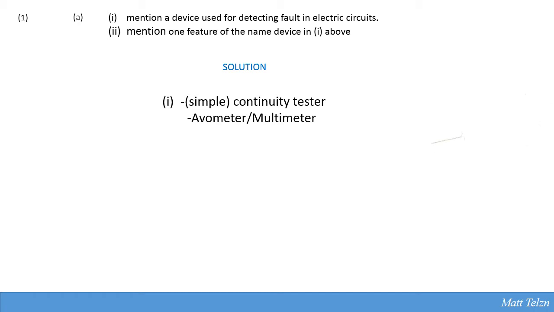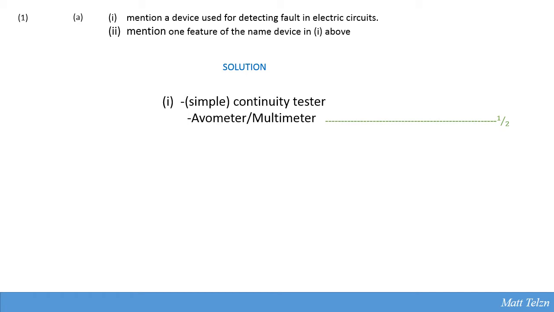The mark that is allocated to this is just half. You see 2 options are there. One of them is what they ask you to mention. If you mention simple continuity tester, you are correct. If you mention a continuity tester, you are correct, you have your half mark. If you mention avometer or multimeter, you are correct. But if you just write a tester, you are wrong, because we have so many testers.